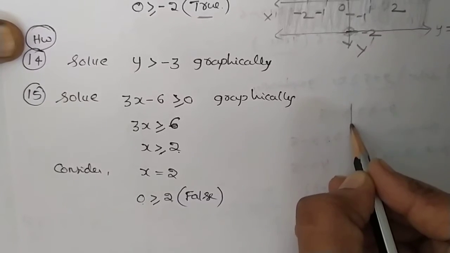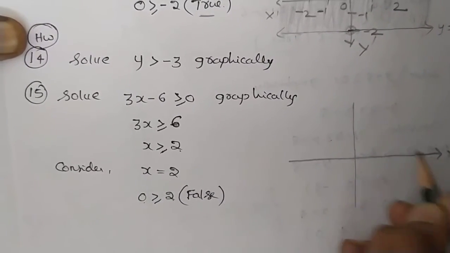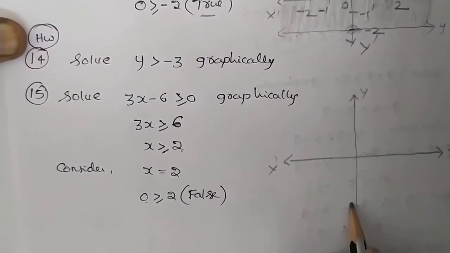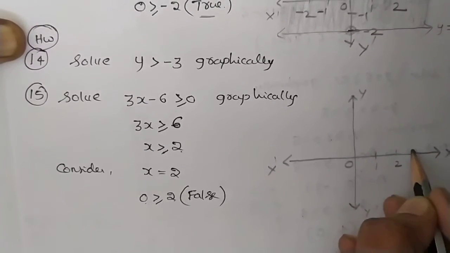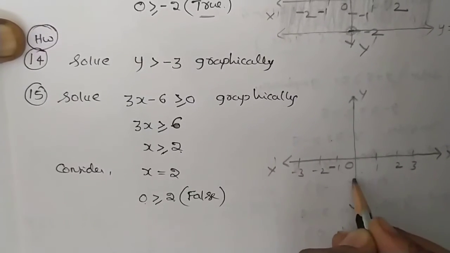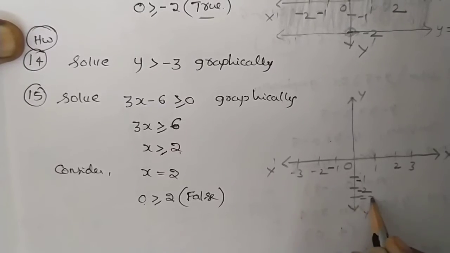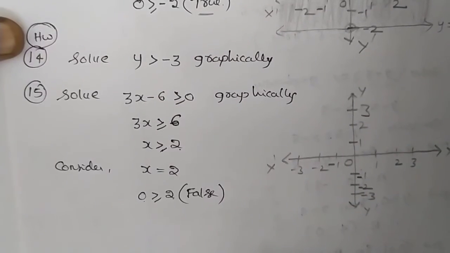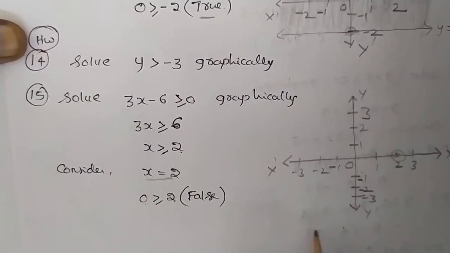Now take the x-axis and y-axis. If you want to take negative x, negative y, you can take; if you want to ignore, you can ignore it. X dash and y dash. 0, 1, 2, 3, -1, -2, -3 on each axis. Okay, x equals 2.